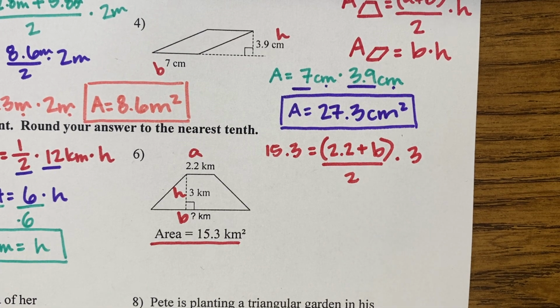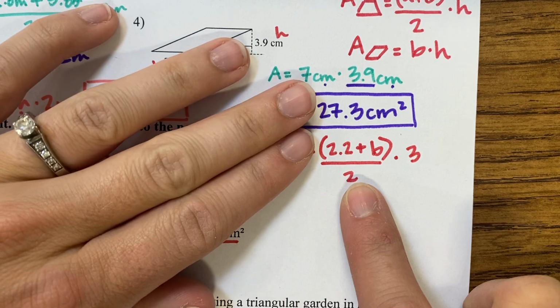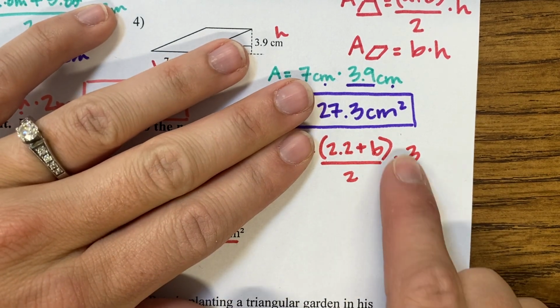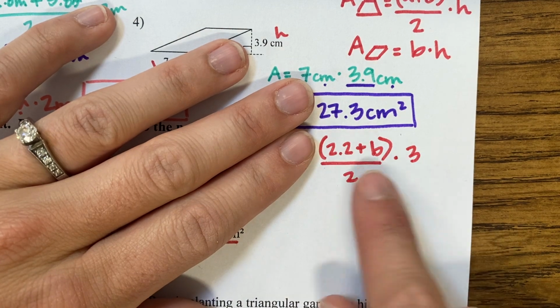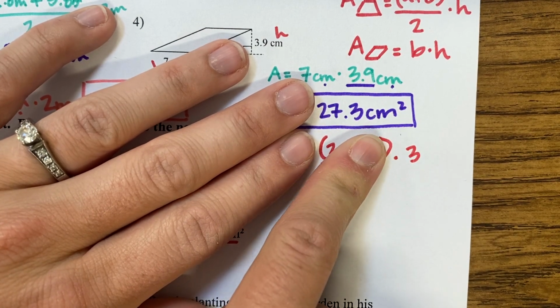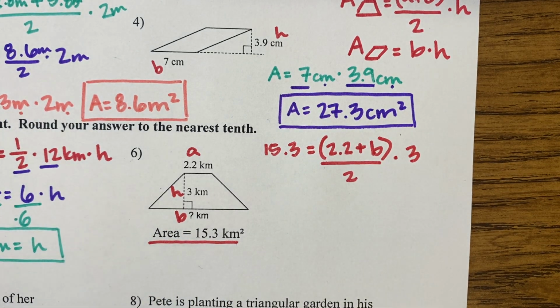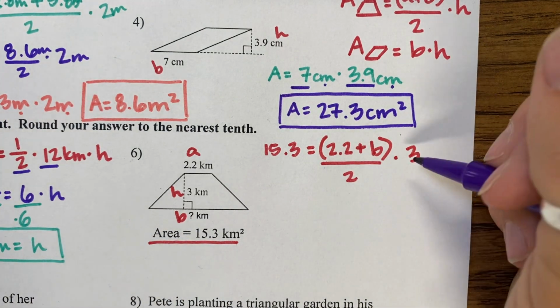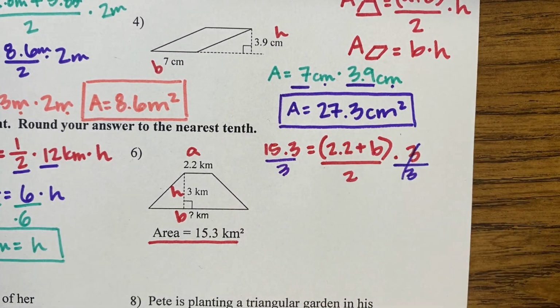Now there's a few things we have to do to get B by itself. So look at our side with our B in it. What is the farthest thing away from my B? 2.2 is connected, divided by 2 is kind of connected, so times by 3 is the farthest thing that's away. So what is the opposite of times by 3? We're going to divide by 3. We're going to get rid of it on both sides.